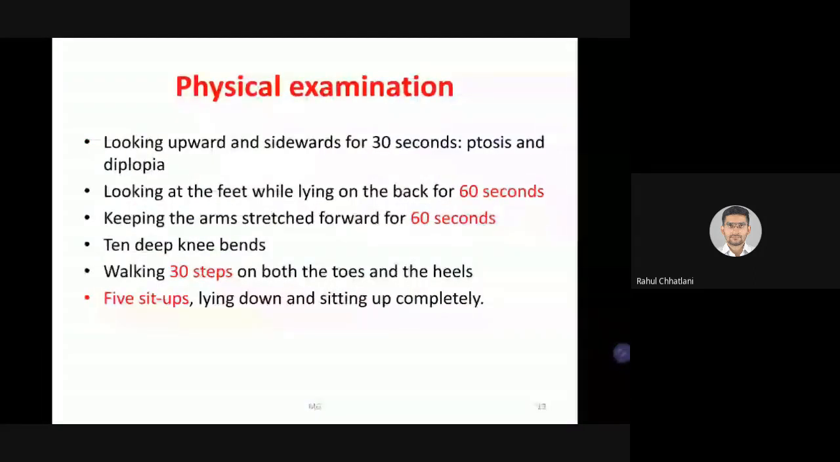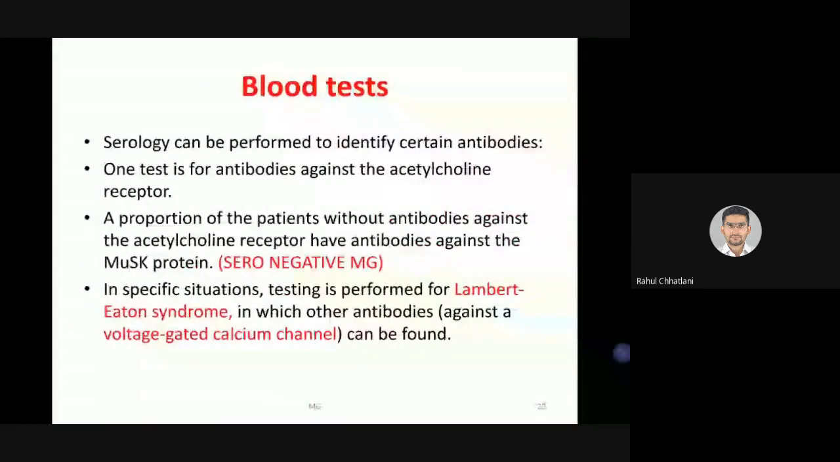For physical examination, we ask the patient to look at a specific point for a prolonged period of time to check the fatigability of the eye muscles. We ask the patient to look at the foot when they are lying supine. Keep the arm stretched forward for 60 seconds. 10 knee bends, walking for 30 steps on both toes and the heels. 5 sit-ups, lying down supine, giving rest, and again sitting up. So that will tell you whether the patient has fatigue, relief, or no fatigue.